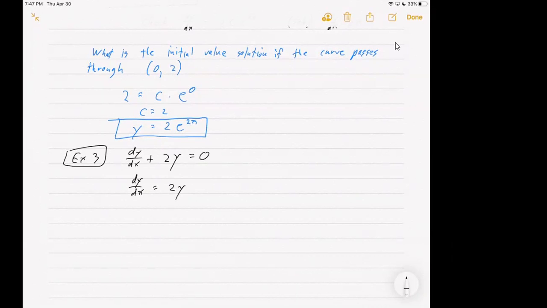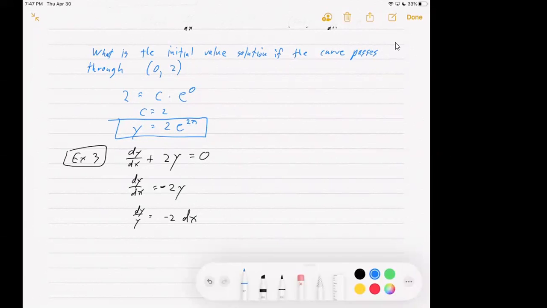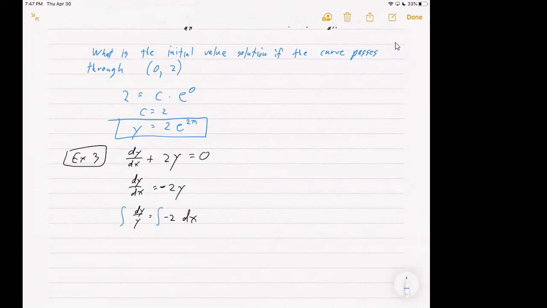Okay, so now we've written it in a form where we will be able to separate it. We need a negative sign here, because we'd have to subtract 2y from both sides. Now we can do what we did in the previous problem. So I can rewrite that as dy over y is equal to negative 2 dx. So now it's in a form where we can integrate and isolate. All right, so why don't you pause the video and see if you can integrate and isolate this.